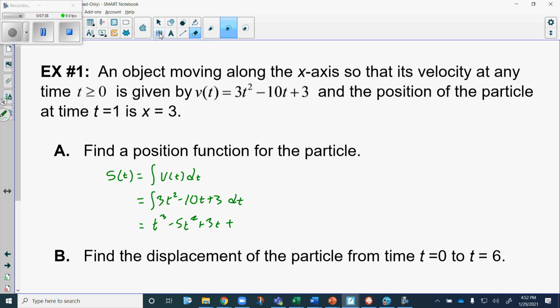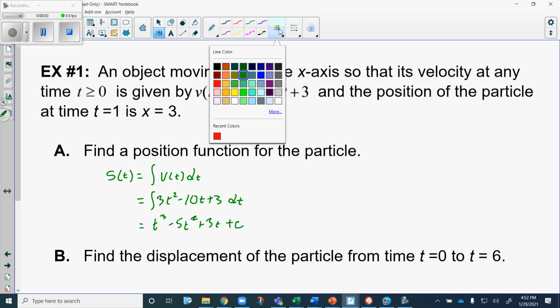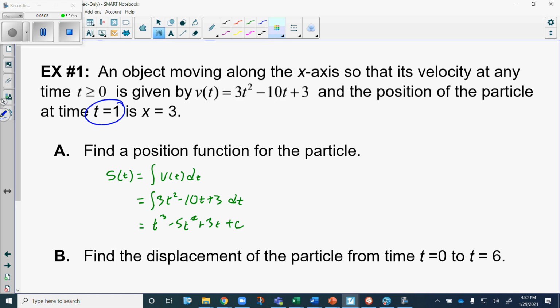I know I don't have the greatest handwriting in the world, but my C's have been looking particularly ugly lately. But anyway, so that would be the position function. Well, if I want to know what the specific value of C is in this case, we can take the values that they're given and substitute them. So we can take the 1 that we have, and I can plug it in to my position function for t, and actually figure out what the value of c is going to be.